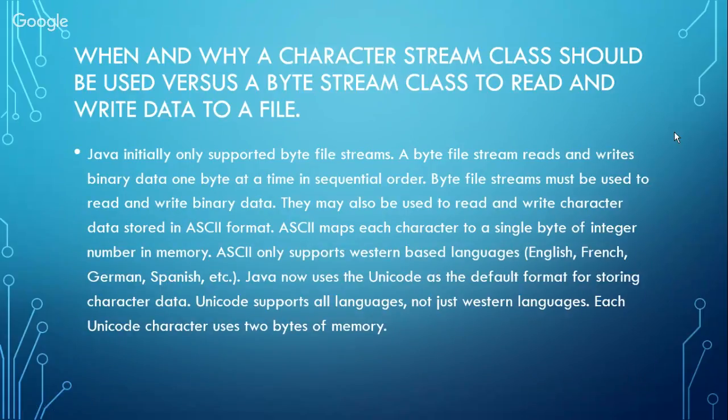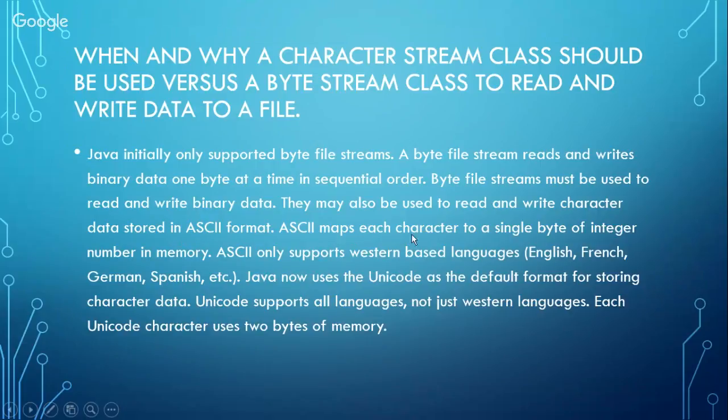Okay, the next topic is when and why a character stream class should be used versus a byte stream class to read and write data to a file. Java initially only supports byte file streams. A byte file stream reads and writes binary data 1 byte at a time in sequential order. This is the most important part. Byte file streams must be used to read and write binary data. They might also be used to read and write character data stored in ASCII format.